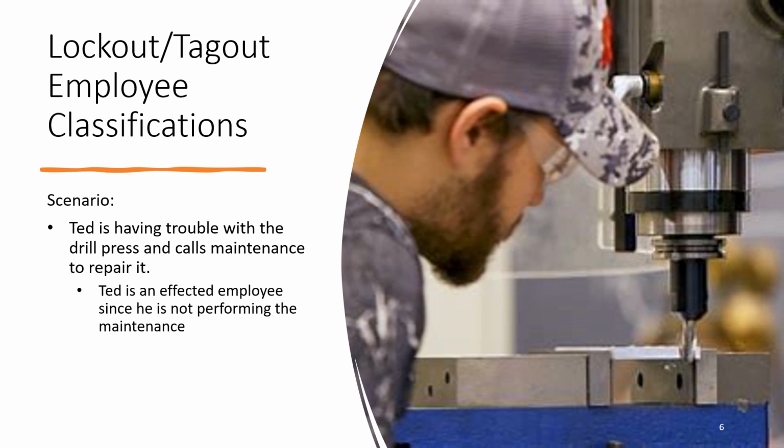So let's look at a couple of different scenarios. In this very first scenario, obviously anybody who's listening is not going to have the visual. So in this scenario, Ted is having trouble with the drill press and calls for maintenance to go ahead and fix it. So that makes Ted the affected employee because he's not performing the maintenance. So he has help. He says, maintenance person, I need help. Maintenance will then come over and take care of the issue.